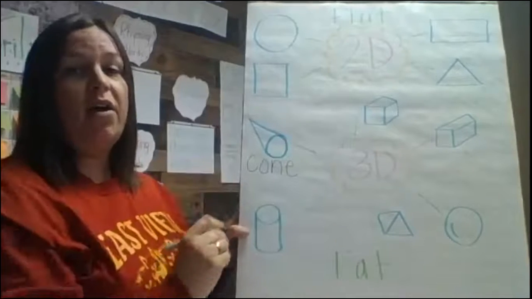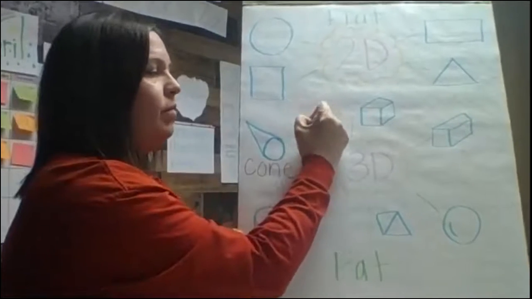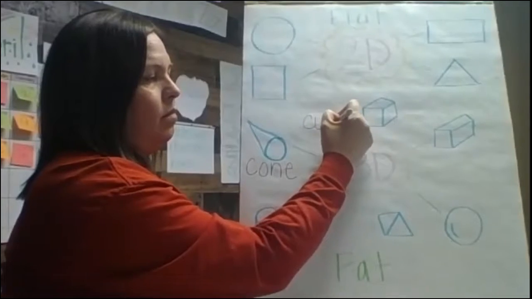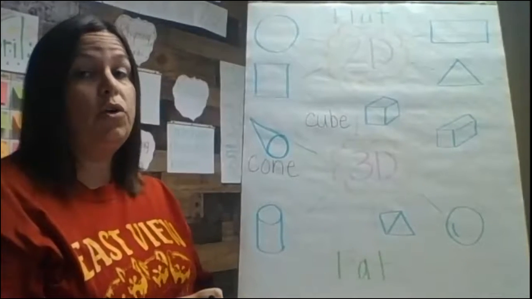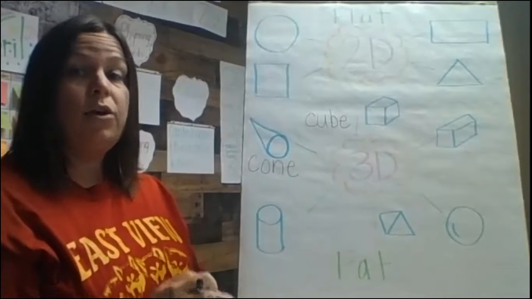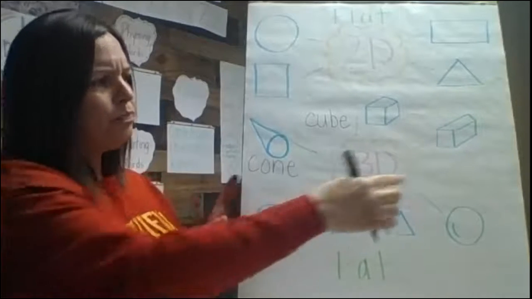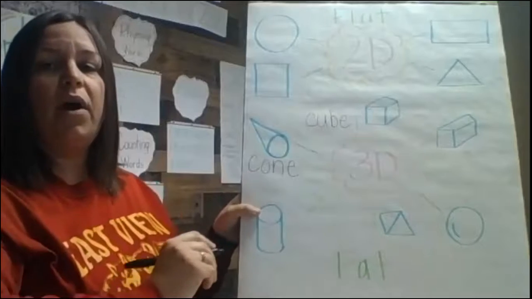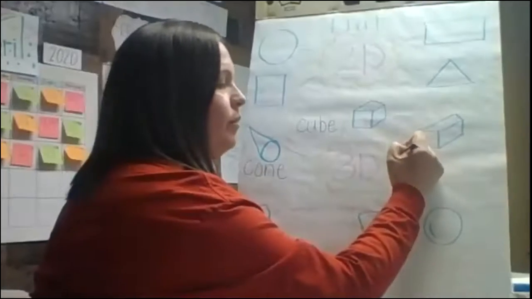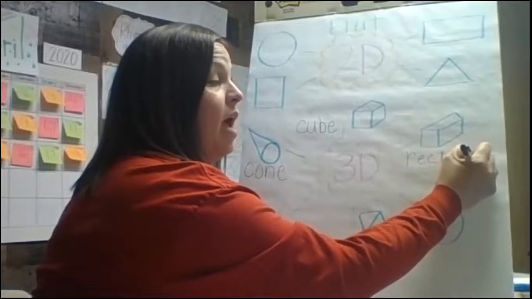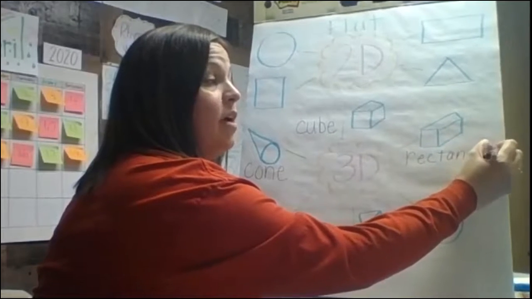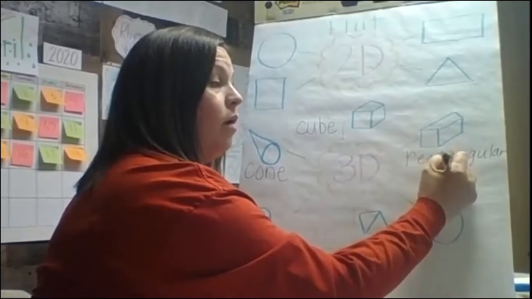This shape here is called a cube. And a cube could be a box. A cube could be a dice. You could be any of those things. This one here is called a rectangular prism. And that might be a tissue box. It could be a Lego.